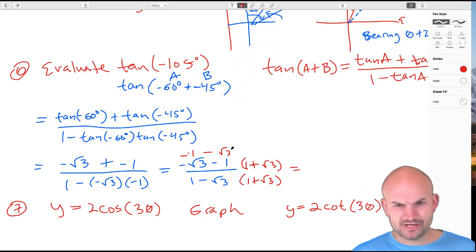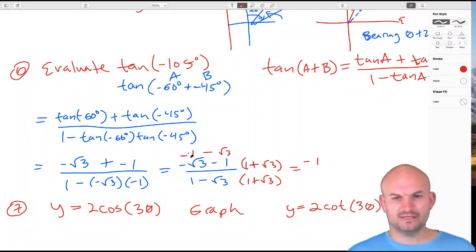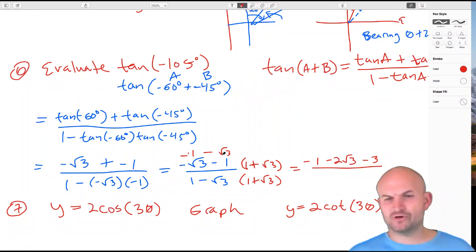So therefore my answer up top is going to be a negative 1, and let's see, that's going to be a negative 2 square root of 3. And this would be a negative 3, right? Negative square root of 3 times positive square root of 3 is 3, and that turns into a negative. This is a difference of two squares, which would be 1 times 1 is 1, and then that's a minus 3. All right, so kind of running out of space here. So negative 1 minus 3.